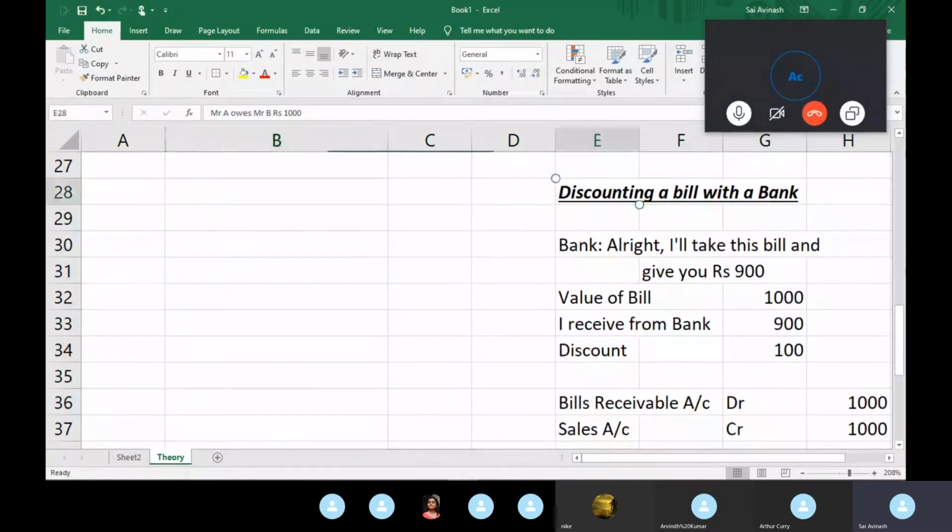Now, what Mr. B does is, let's say today is 10th May. I'm just giving an example. On 10 May 2020, he goes ahead and says, I need money on 10th May.